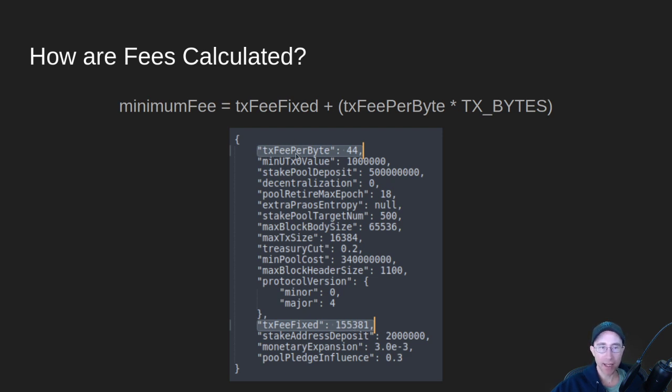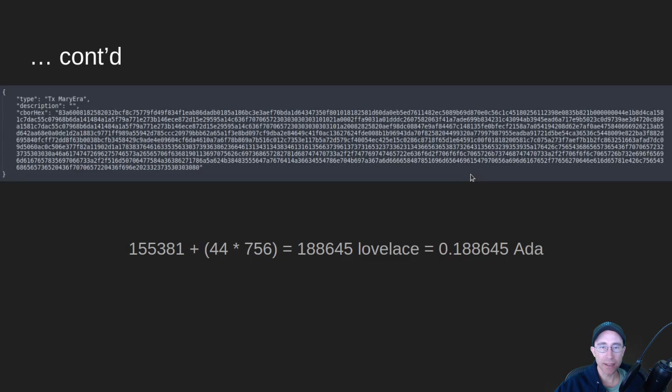And then there's the transaction fee per byte. This is how much the fee increases by per byte of the transaction. So you always pay the fixed fee, and then you multiply the number of bytes in your transaction times this fee per byte to get the minimum fee. Now you are allowed to pay more than the minimum fee, and that of course just goes back into the rewards pot and is distributed out. But most wallets will use the minimum fee so that you're not overpaying for your transactions.